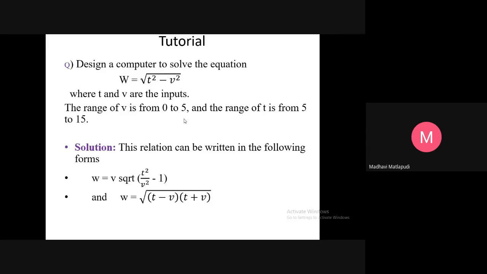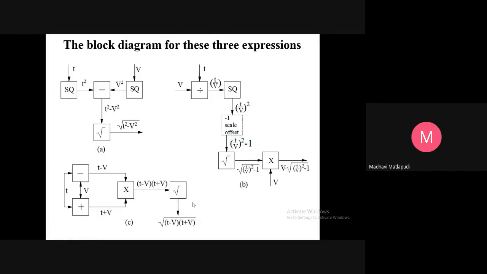As I said, the procedure: first, write different forms of that expression, represent them in the form of a block diagram, and then design the mechanism. So the first step: the same expression, W is equal to the square root of T square minus V square, we can express in 2 different forms again. That is, W is equal to V times the square root of (T by V) square minus 1. So the final result is the same. Or W is equal to the square root of (T minus V) into (T plus V).